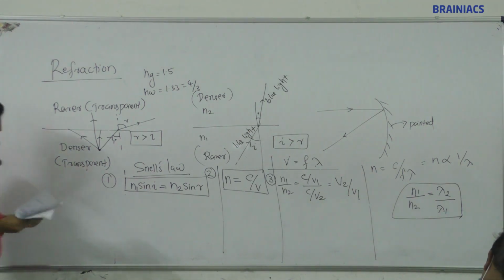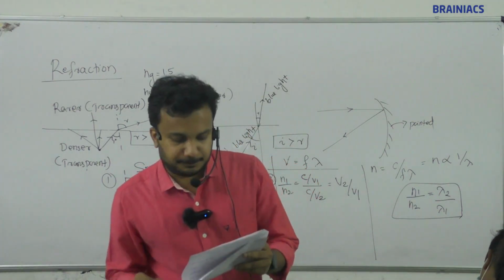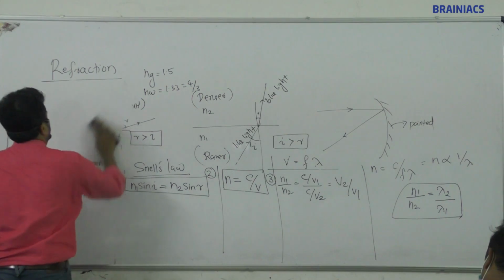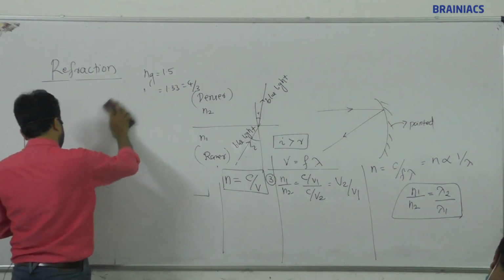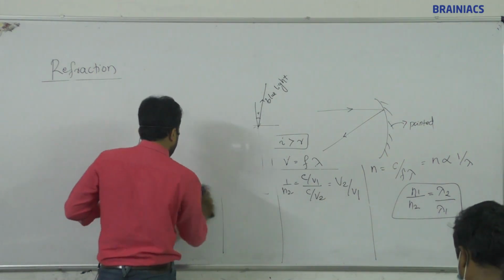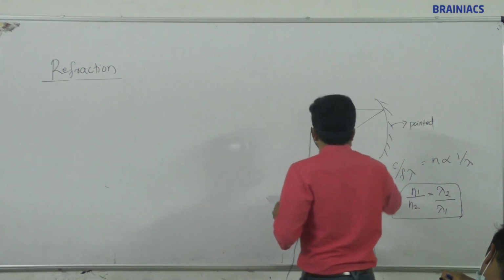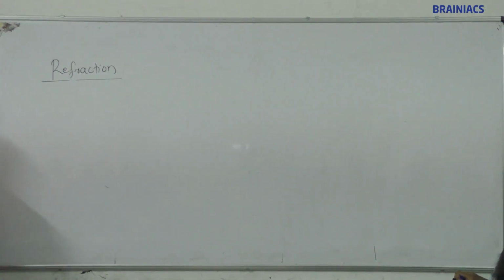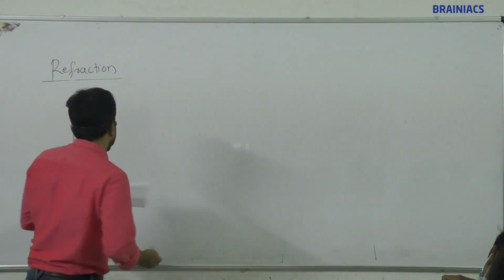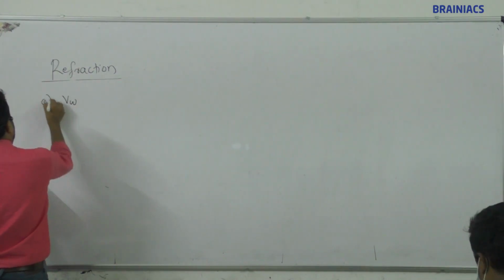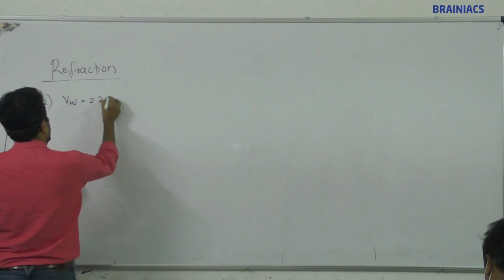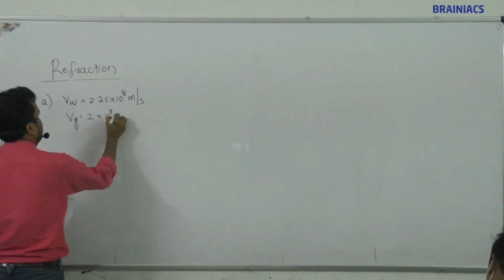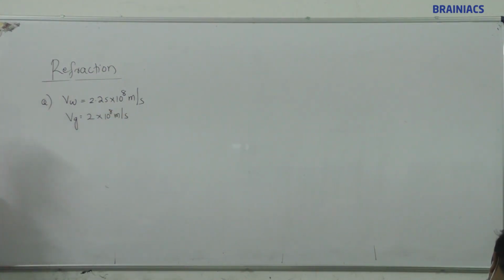Speed of light in water and glass are 2.25 into 10 power 8 meter per second and 2 into 10 power 8 meter per second respectively. Find the refractive index of glass and water. Velocity is given for water, velocity is given for glass.